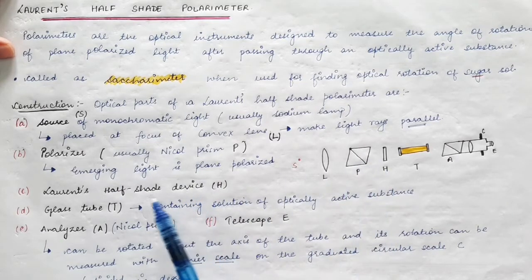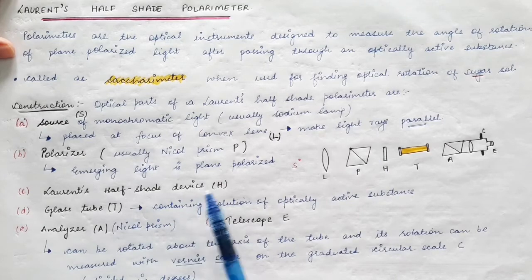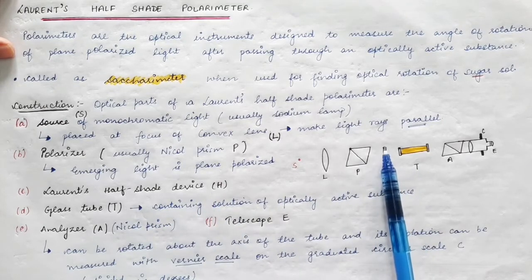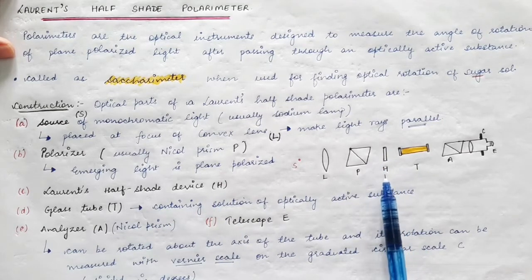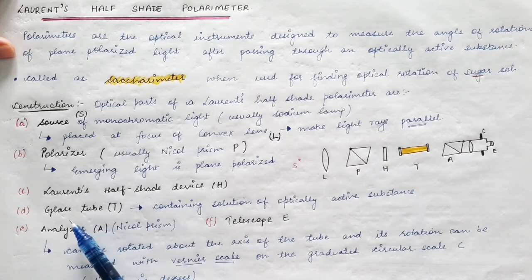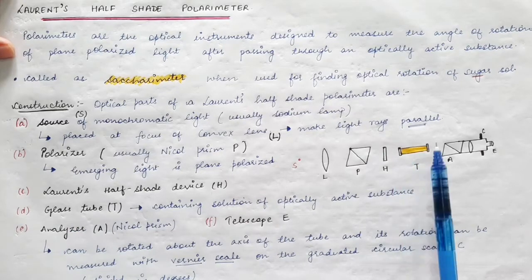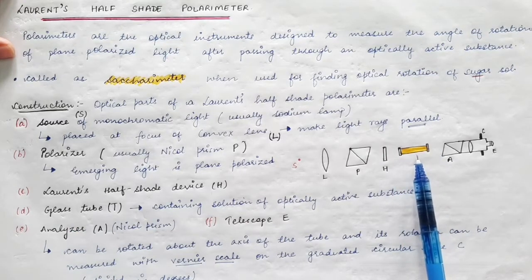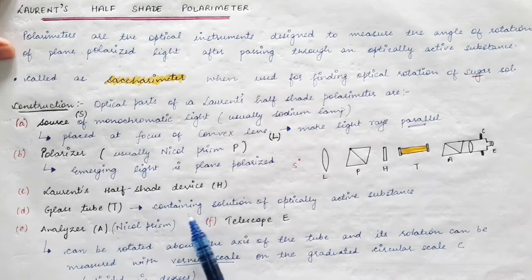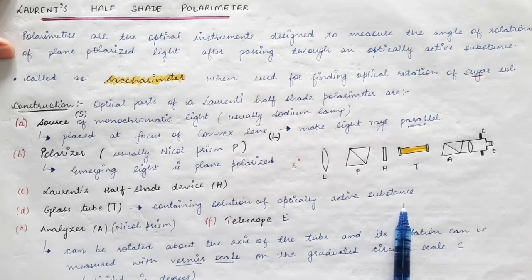And after that we have the Lorentz half shade device. So this is a Lorentz half shade device. Its construction and working will be discussed just in a minute. And after that we have a glass tube T. So this is a glass tube in which we fill a solution of the optically active substance, like the sugar solution.